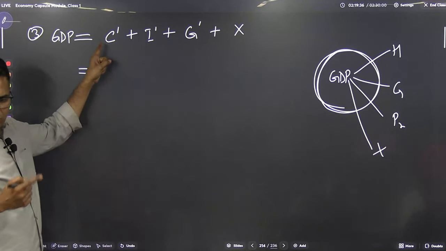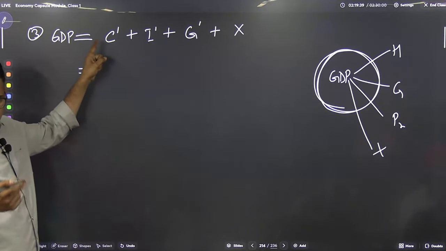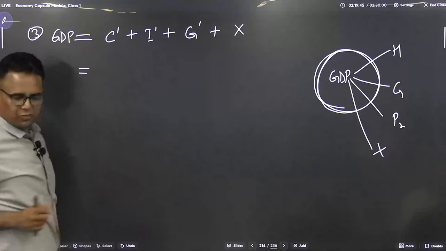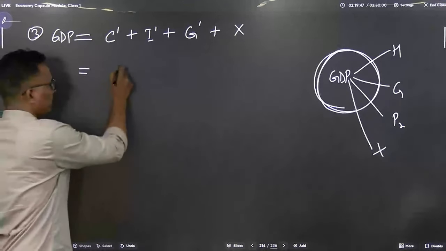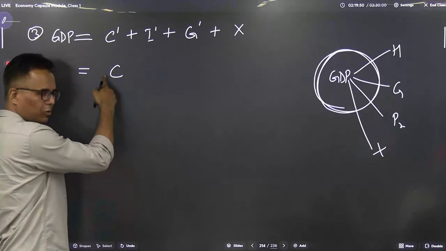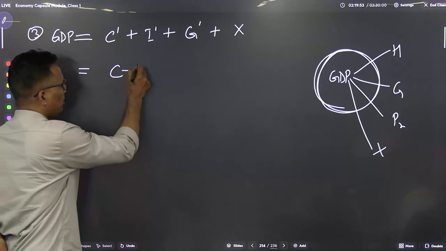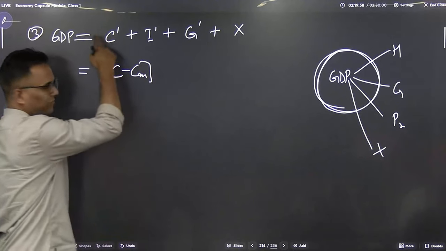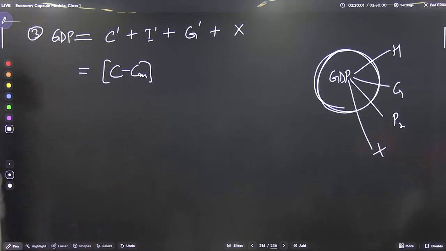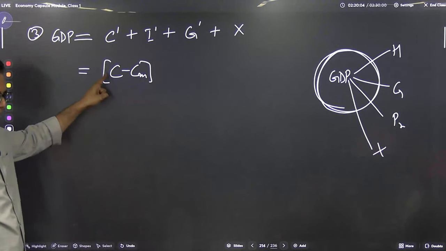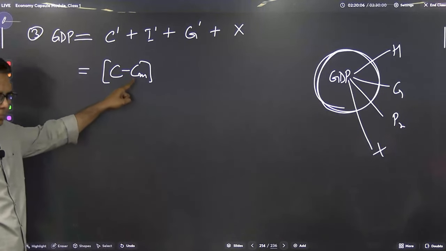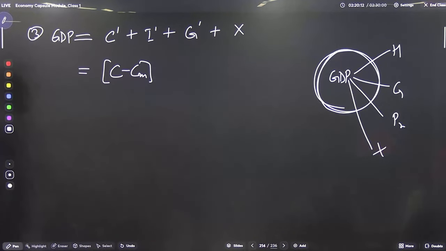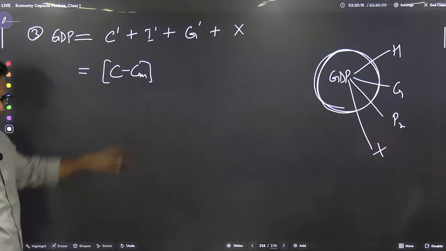Now this is expenditure by household on domestically produced items. But household purchase imported items also. This is difficult to get. So better hai, this is expenditure by household on domestic and imported both, minus expenditure by household on imported. So this will give this. So this will give you expenditure by household on domestic items. We know this, we know this. It is easier for us to calculate.